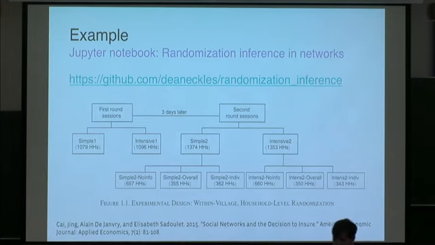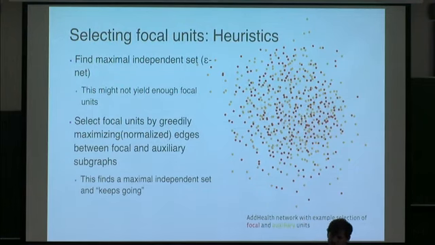One thing I wanted to finish by talking a little bit about, because I think some of this might be interesting to this crowd in terms of the graph aspects of all this, is how do we pick the focal units in the case where there's not an obvious way of picking them because only some of them have data.